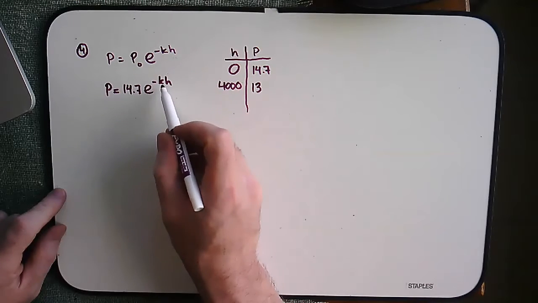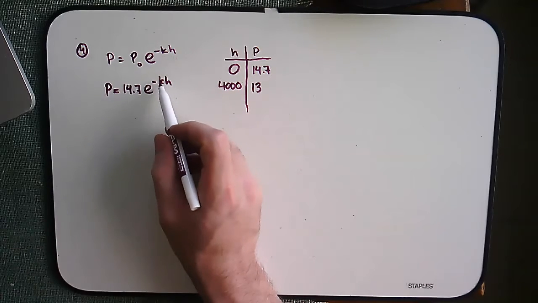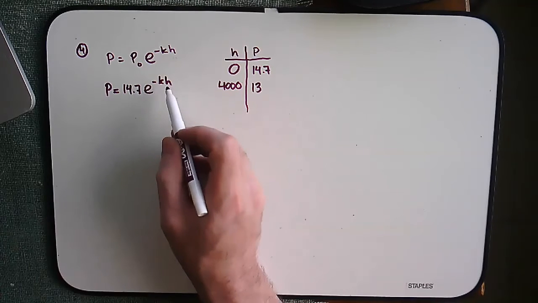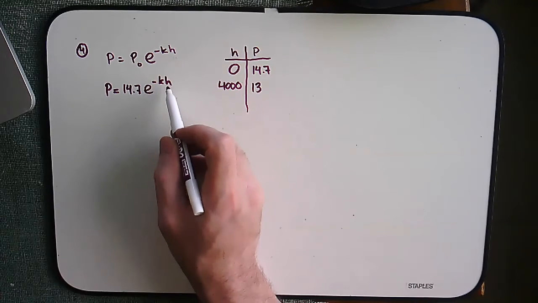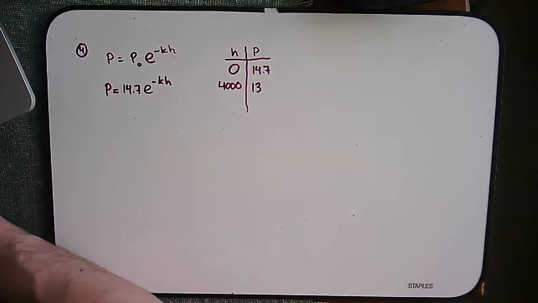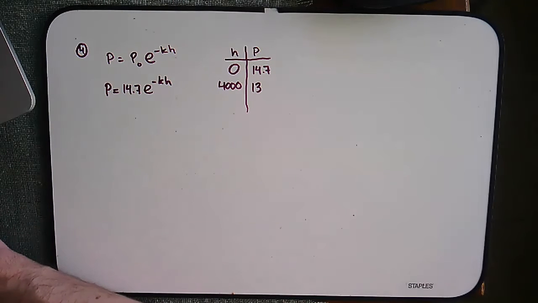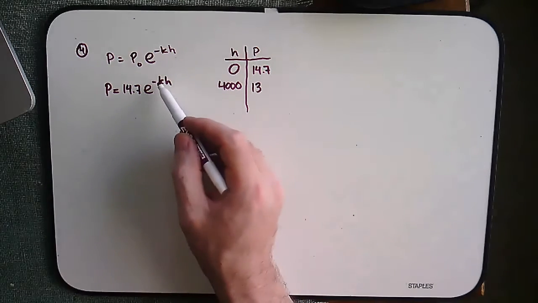And I'll just remind myself that k is a constant, right? That's a parameter in the problem. It's not a variable. It's not going to change. h is a value that might change here. So let's see what we have to do in the problem here. Okay, so they want us to figure out what the atmospheric pressure is going to be at 10,000 feet. Now, in order to do that, we will need to know that growth parameter k.